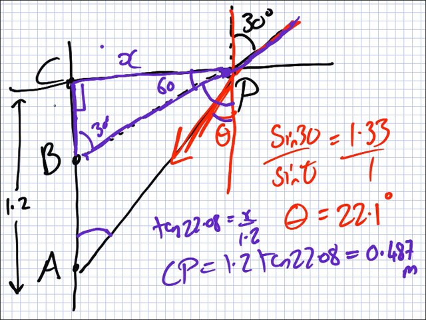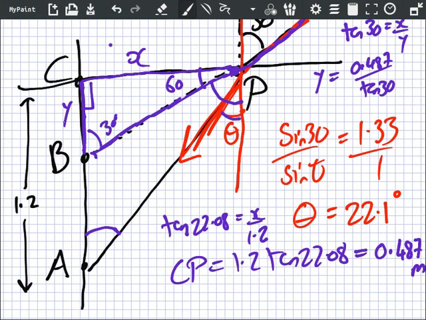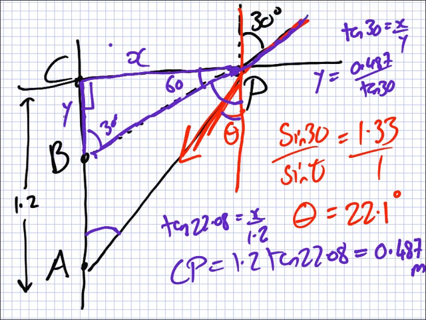So if I call this side y, then I can say tan 30 equals x over y. It is hard to see, isn't it? It's not really to scale at all. y equals x over tan 30. Okay, so what did you get for y? Hopefully a number smaller than 1.2.